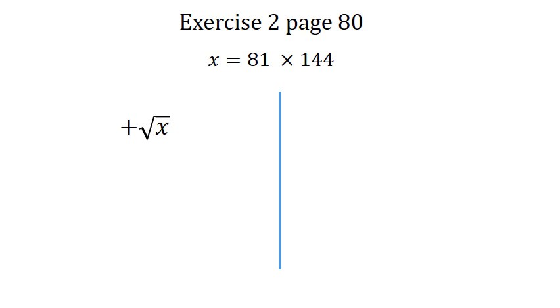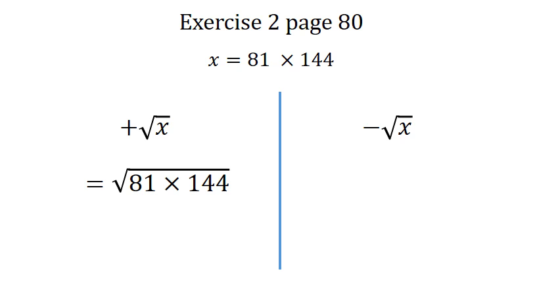Now let's get started. We will have exercise 2, page 80. What does it say? It says you have this number x, which is 81 multiplied by 144. We want the positive square root of x and the negative square root of x. So I will divide my board into two parts, the first one for the positive square root of x and the other one for the negative square root of x. So the positive square root of x is the value of x under the radical. It is the radical of 81 multiplied by 144.